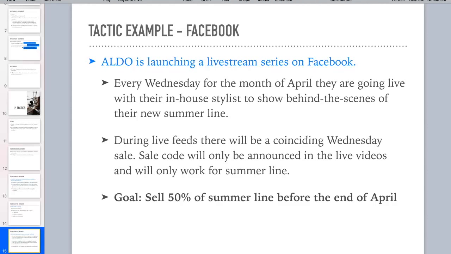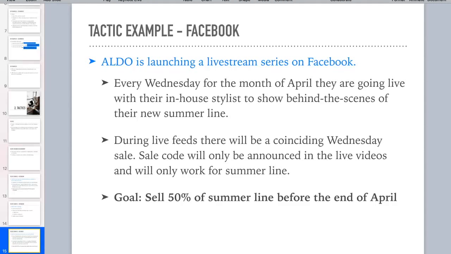During the live feed, there will be a coinciding Wednesday sale. The sale code will only be announced in the live videos and will only work for specifically the summer line that they're trying to sell. The goal is to sell 50% of the summer line before the end of April. So that is the tactic example.